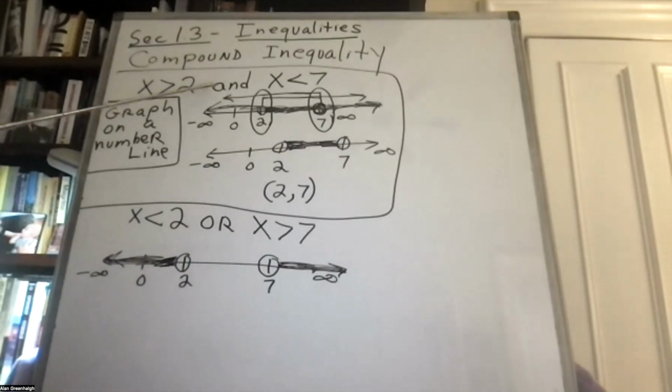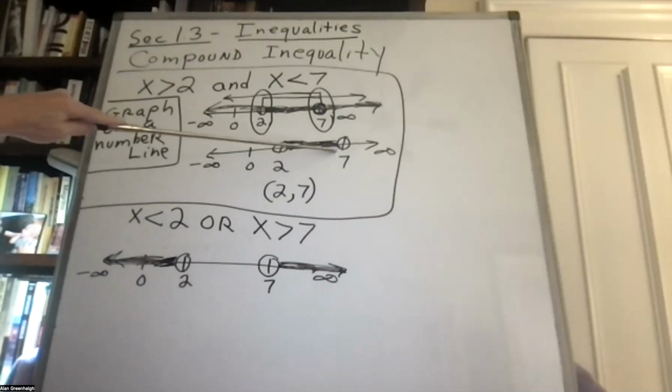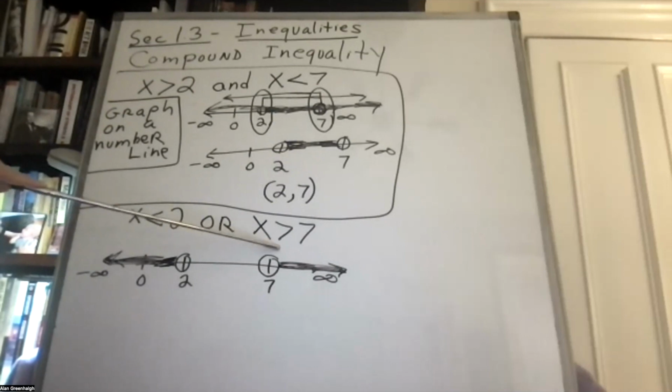When the word is and, there will be an overlap. When the word is or, they go in opposite directions. Again, when the word and is in this problem, the solution will be between the 2 points. When the word or is in a problem, one goes one way, one goes the other way.